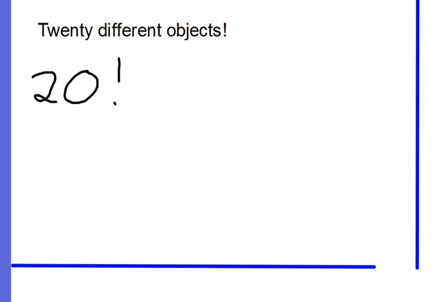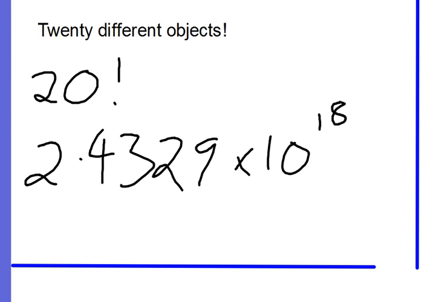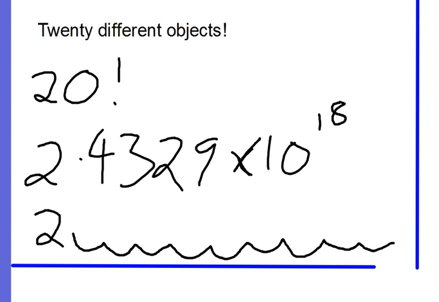If you haven't found it yet, the button is below the on button. And we get 2.4329 times 10 to the 18. So working with probability means often working with very large numbers. If we were to write this number out in full, it would be a number that started with 2, and then we'd have to jump the decimal point 18 places. This would be a very, very large number. All right, moving along.